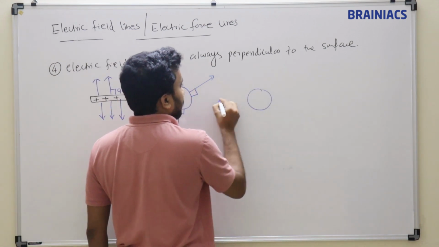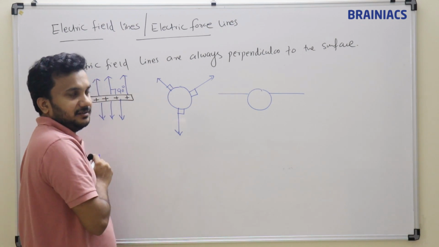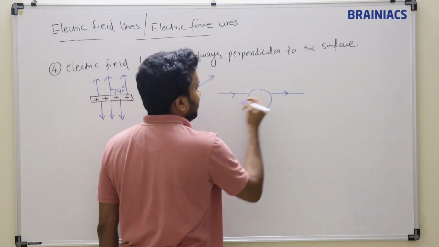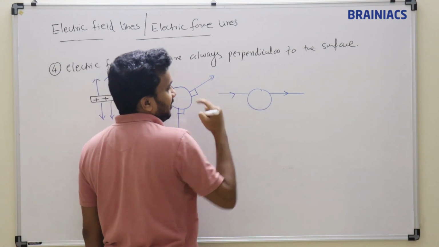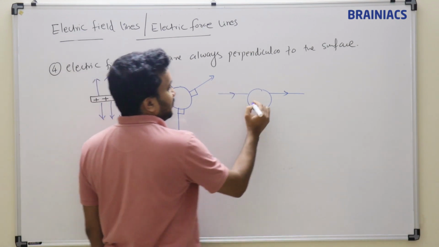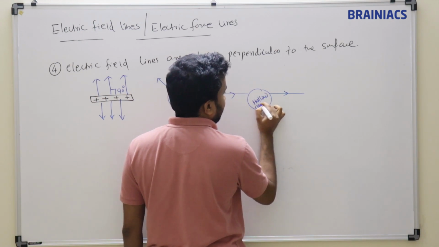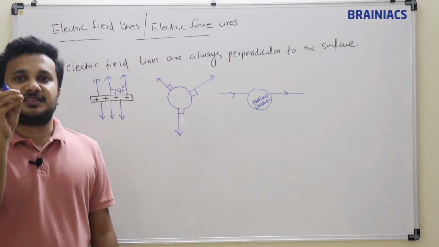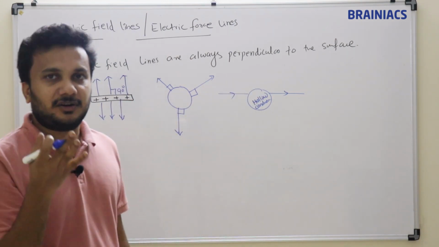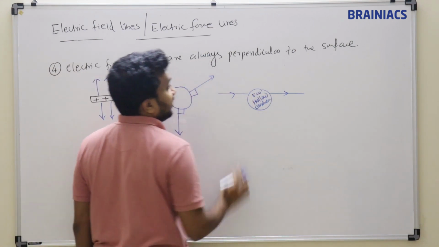If somebody has drawn an electric field line like this, for example for a conductor, then with respect to this surface, nothing has been drawn here. Suppose you can assume this is a hollow conductor. Hollow conductor means no charges are inside. If no charges are inside, the electric field will be equal to 0. So no electric field will be here.